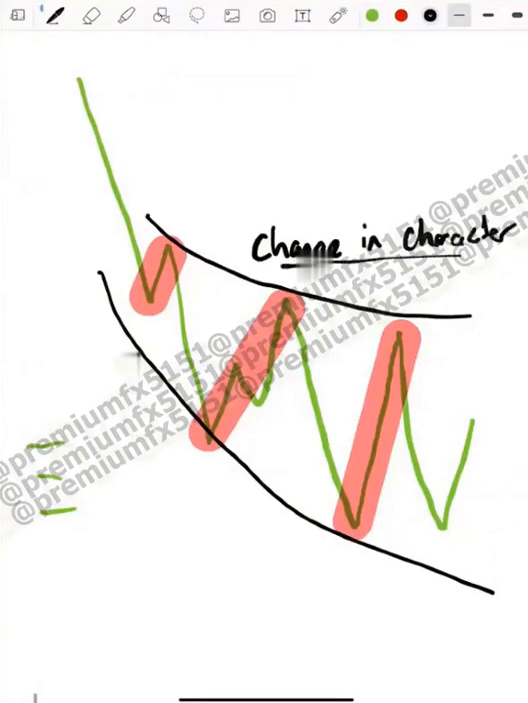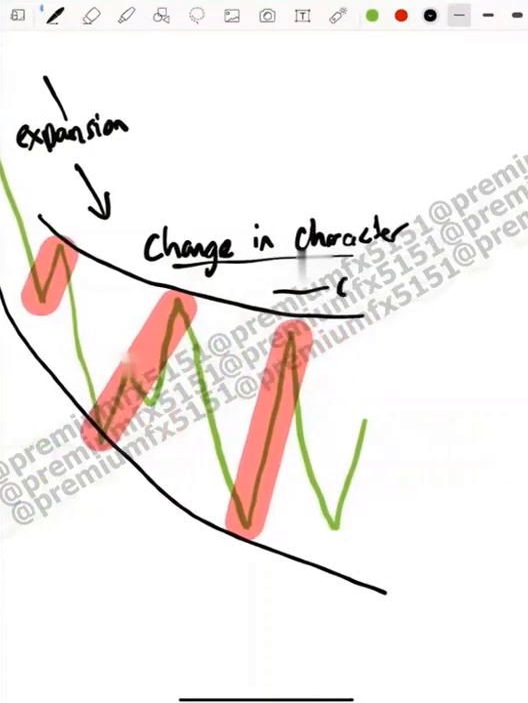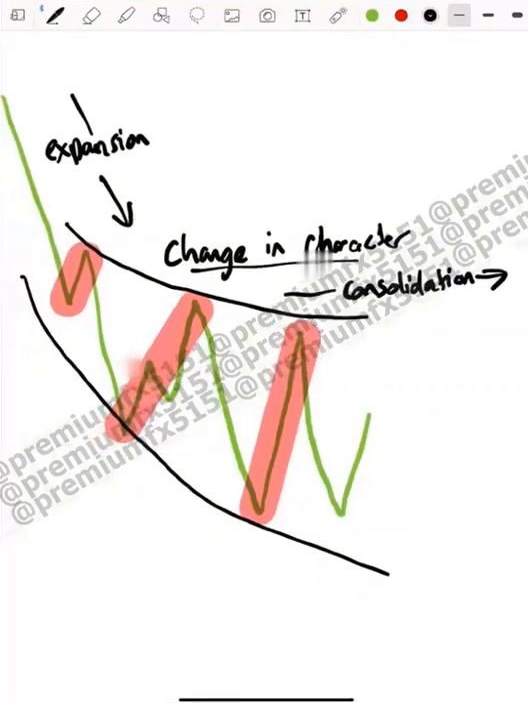Change in character. Essentially, the beginning of a schematic is a change in character, which is the stopping power of the sell, where we are going from an expansion to, we are going from a trending market to a consolidating market. And what is going on inside that consolidation range? We are having interaction between buyers and sellers. So that is the intent of phase A. We are having that stopping power.